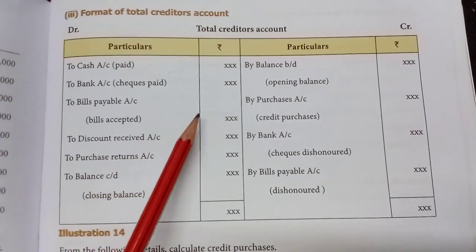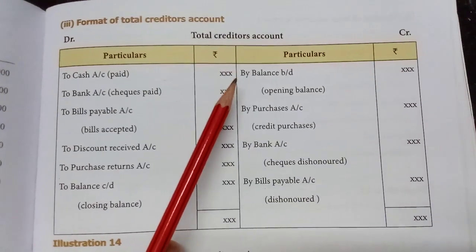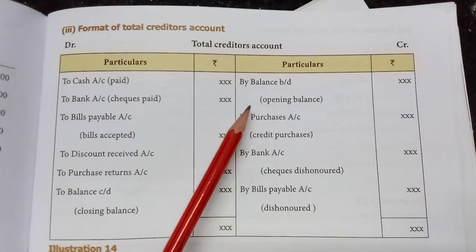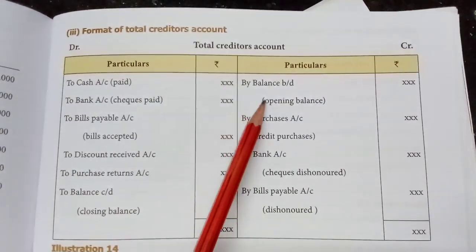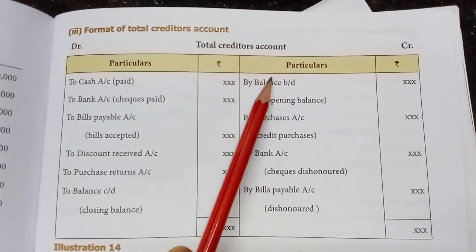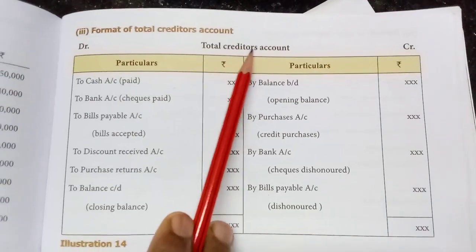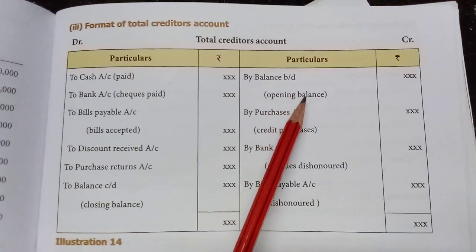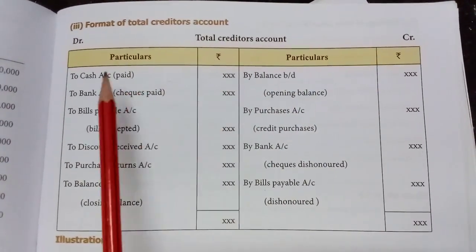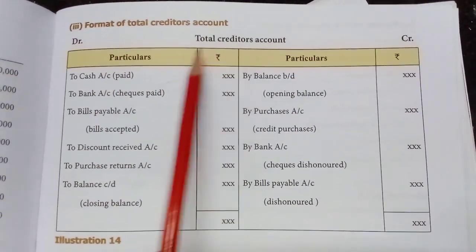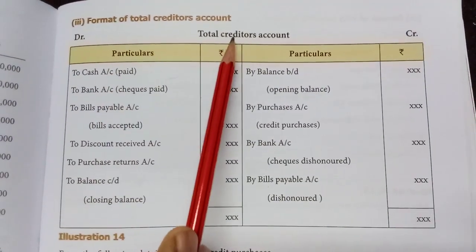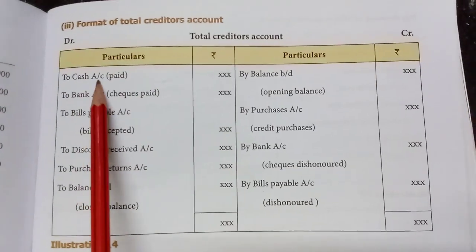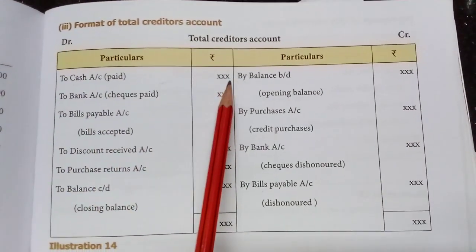I will show the format of the total creditors account in the book, then I will do the illustration problem in the notebook. Now just see. The opening balance will be written on the credit side because it is a credit balance account. Then, if any cash is paid to the creditors, what is the entry? Creditors account debit to cash. Since the creditors account shows the debit side, we have to write 'to cash'. That amount you have to write here.